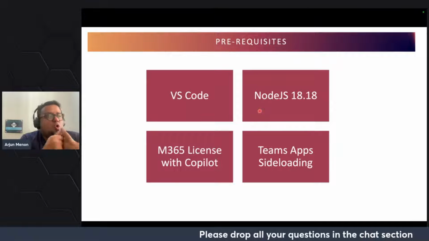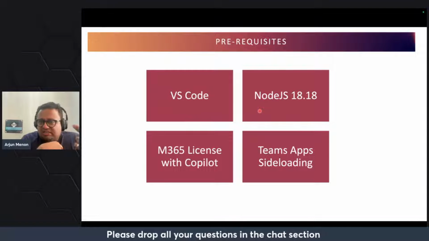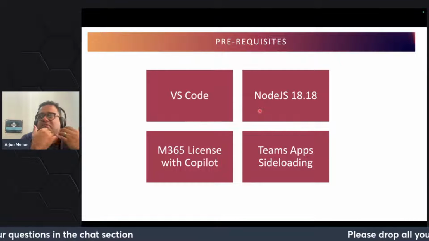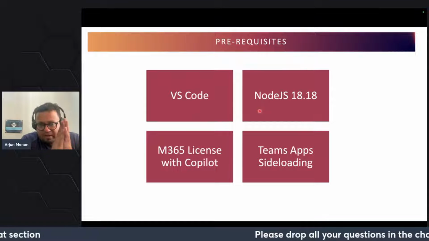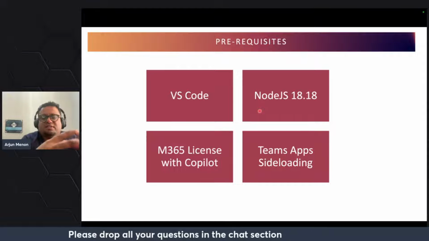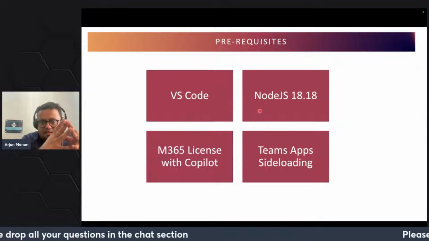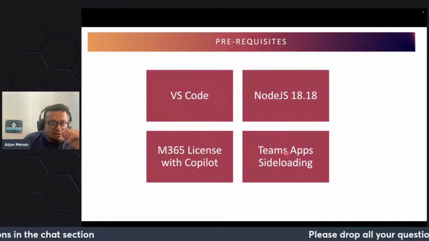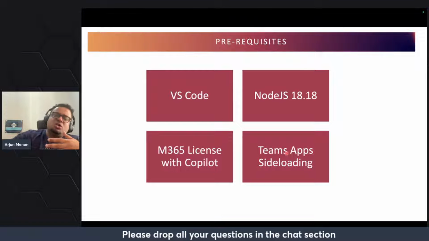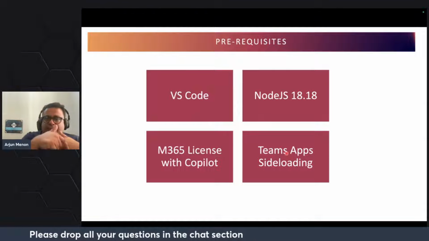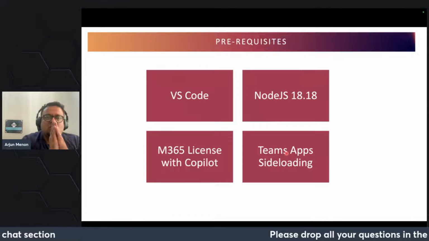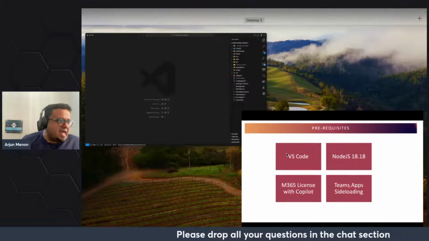Then all you need is a Node.js setup. You need a Node.js 18.18 for your development to work on. And needless to say, you need to have a Microsoft 365 license with Copilot so that you'll be able to see the messaging extensions in combination with the Copilot. Then, of course, you need to have the side loading enabled. What is side loading means? You'll be able to upload the Teams app which you have built to the organization's Teams app catalog so that you'll be able to see that in your Teams interface. All right. So those are the prerequisites which you will have.